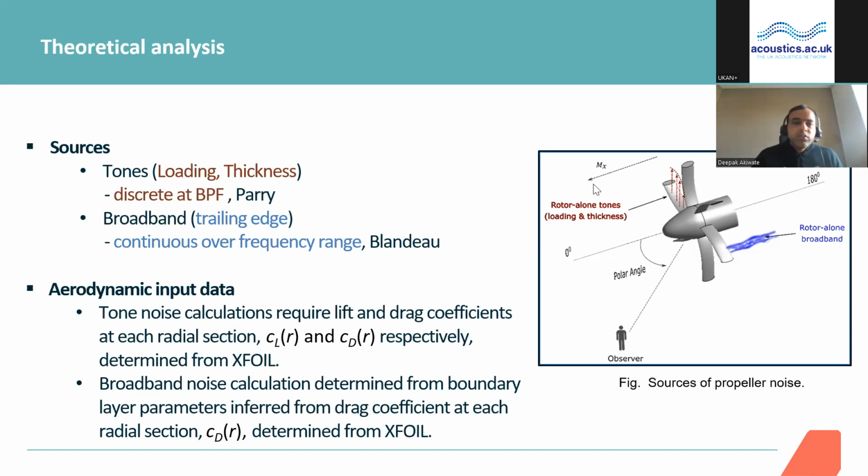So to use these models, we need some aerodynamic inputs. For the tonal noise, we need the lift and drag coefficients, which are distributed along the radial location of the blade. To estimate those lift and drag coefficients, we use XFoil at a particular defined thrust. And for the broadband noise calculations, we need boundary layer parameters at the trailing edge of the blade, and those parameters again we have extracted from XFoil.